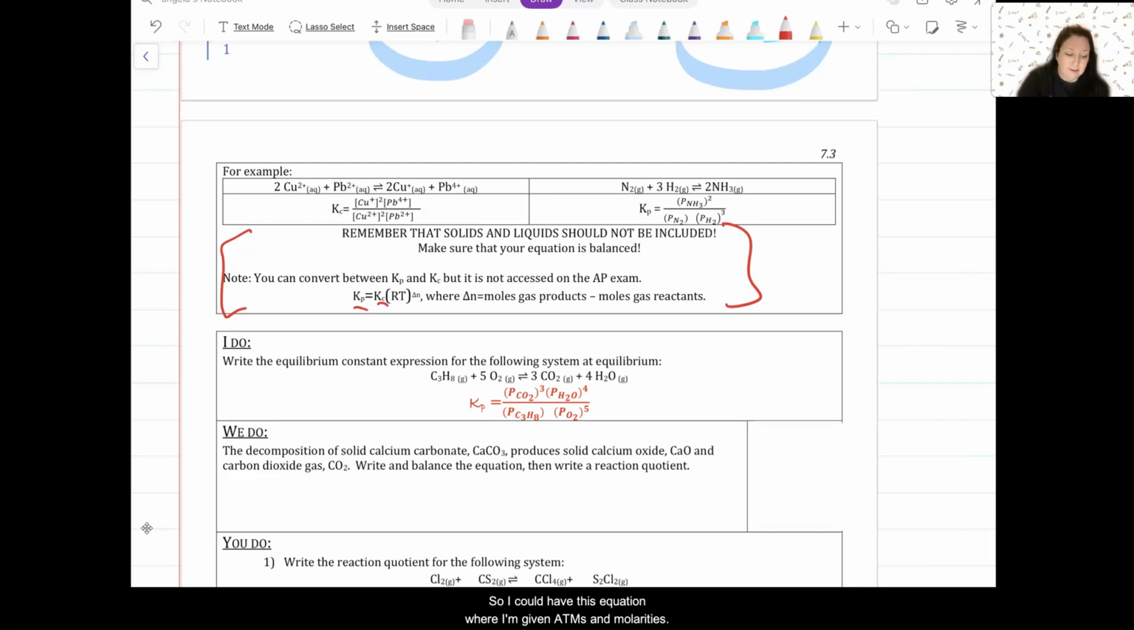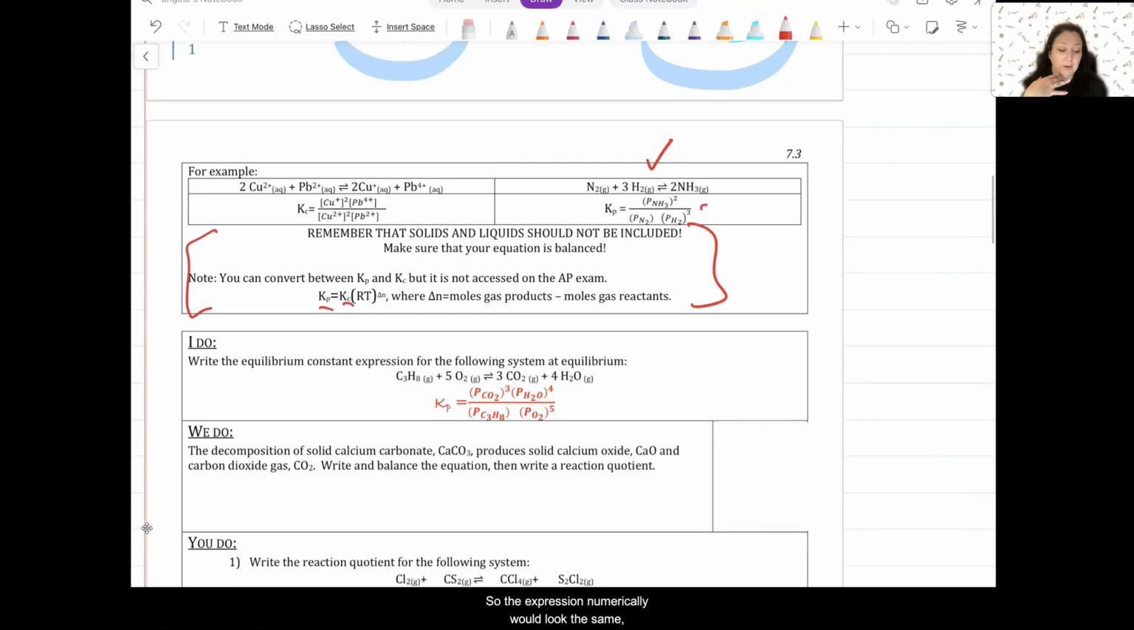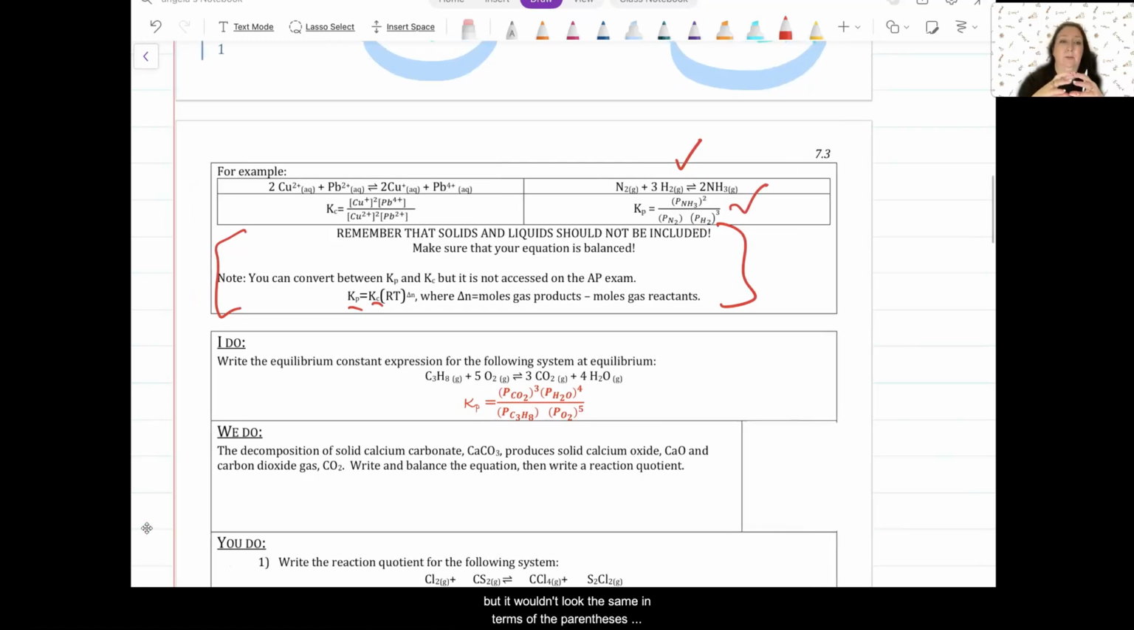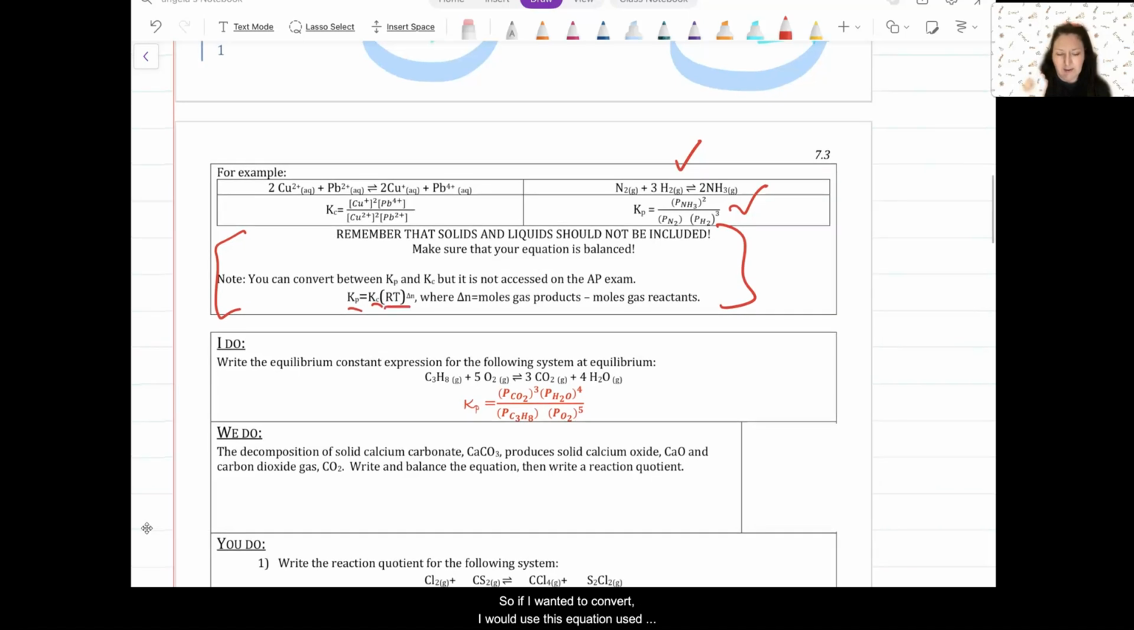So I could have this equation where I'm given ATMs and molarities. So the expression numerically would look the same, but it wouldn't look the same in terms of the parentheses and the brackets. But numerically, they would calculate similarly, but they would give a different answer. So if I wanted to convert, I would use this equation.